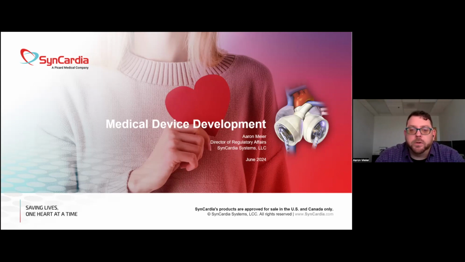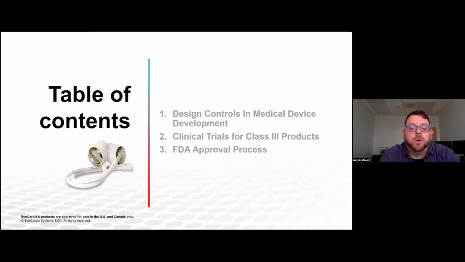And so with that, we're going to talk today about general medical device development. We're going to touch on three major points: design controls for medical devices, clinical trials for a Class 3 device, and then the FDA approval process.